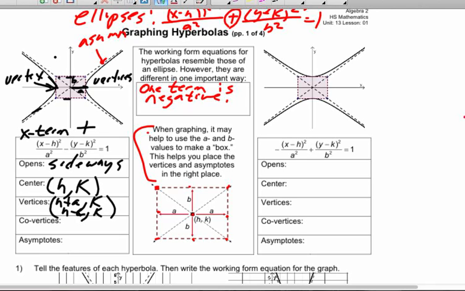This point right here, where the box intersects up here, is what's called the co-vertex. And we've got another co-vertex right here. These things are really only important in getting the equation and in getting the asymptotes. And the co-vertices, as you can see now, we're moving vertically, so they're both going to be at h. But I'm going to have one which is at k plus b, and another one which is at k minus b.